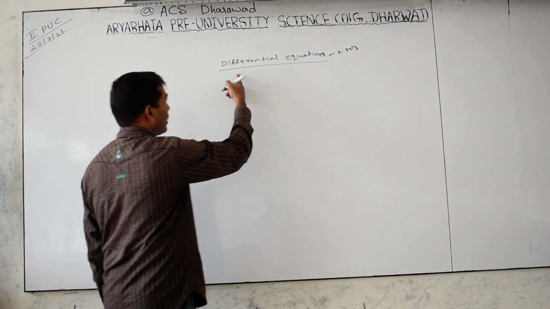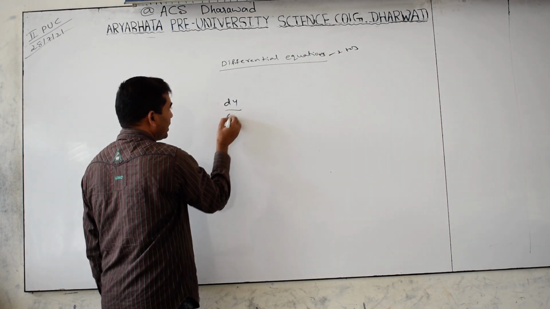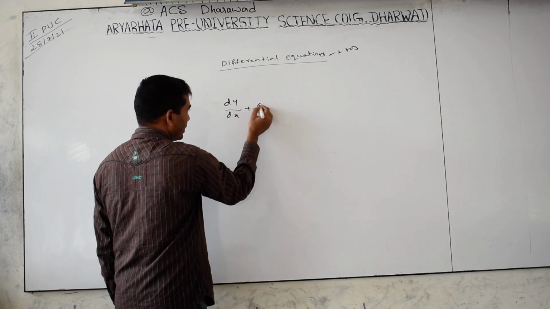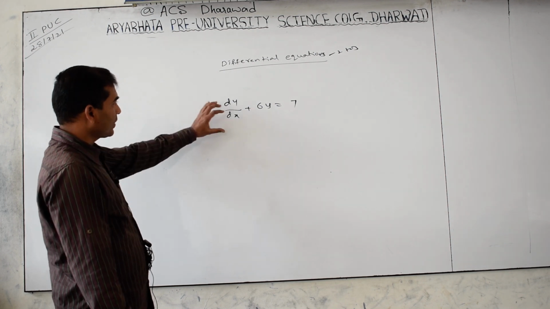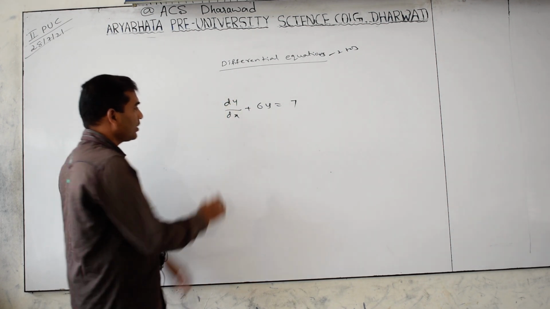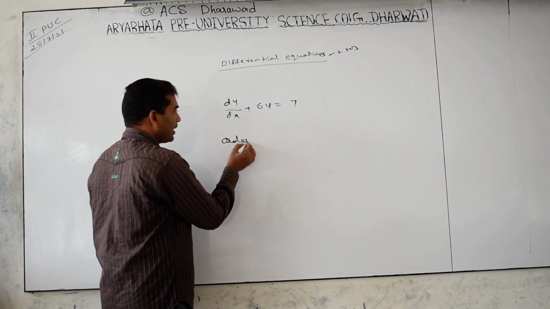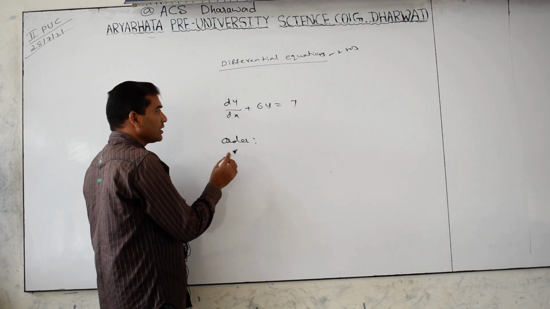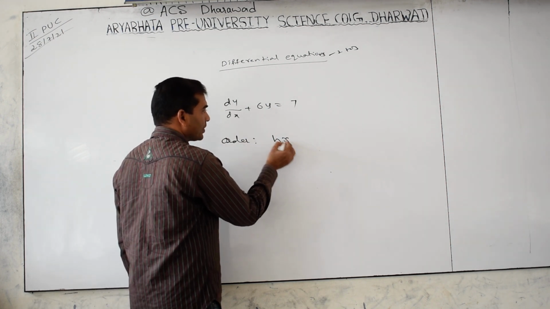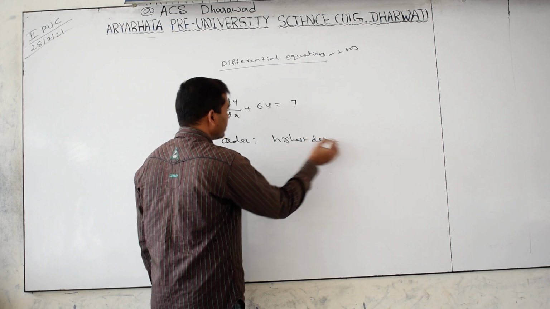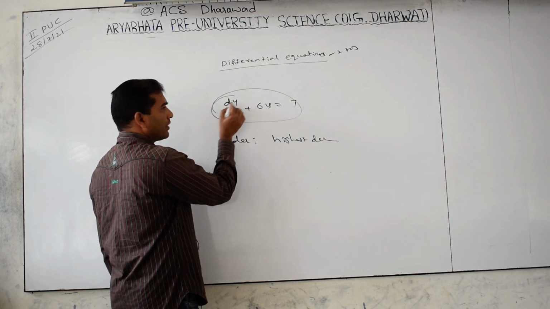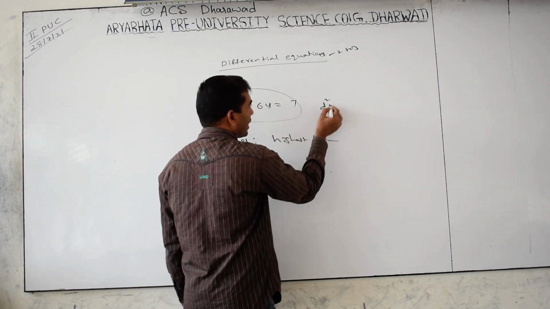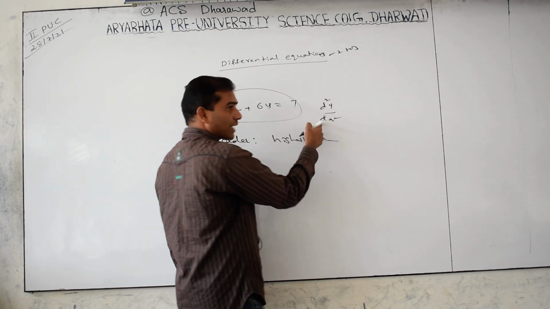First of all, order of dy by dx plus 6y equal to 7. This is the differential equation. There are two important things here, order and degree. Order means highest derivative. So what is the highest derivative in this equation? First derivative, dy by dx. d square y by dx square is called second derivative.